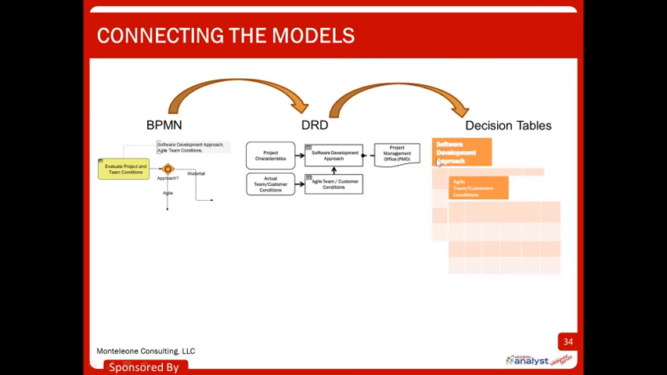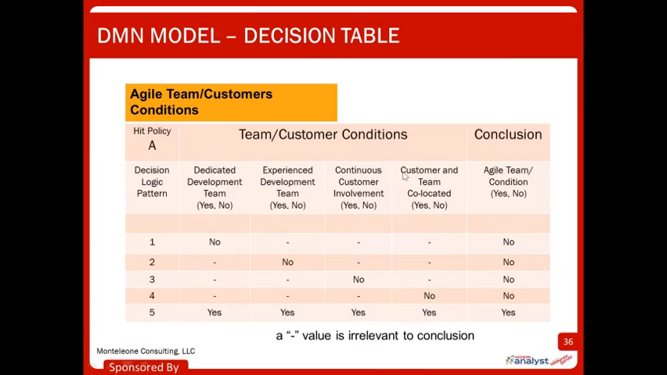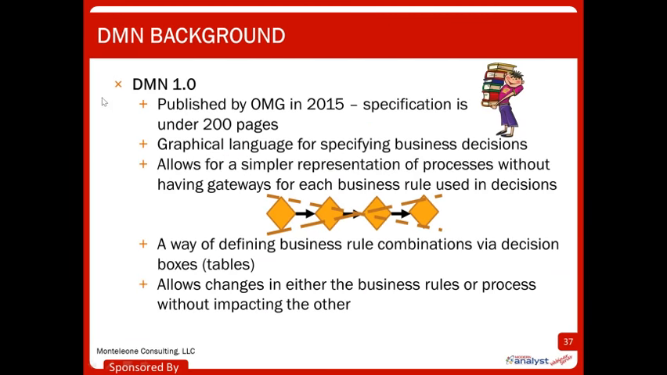Okay, so I'm going to go through now talking a little bit about DMN. DMN's at version 1. It just came out this past year. Okay, and you see that the specification is under 200 pages, so it's not as voluminous as the BPMN one is. And it's also a graphics language for specifying business decisions.